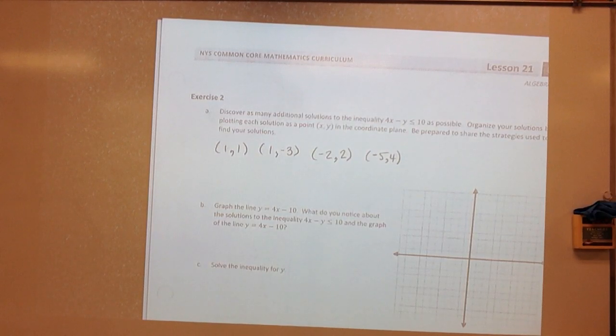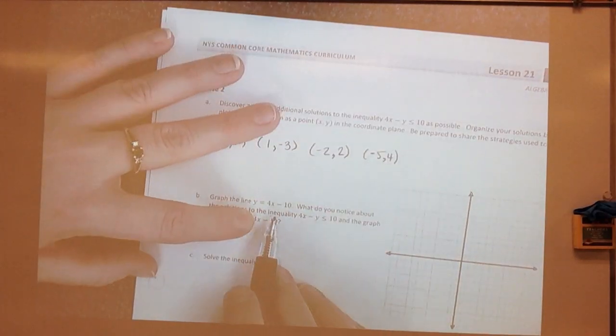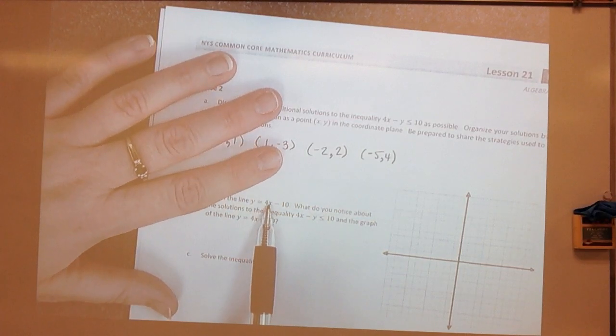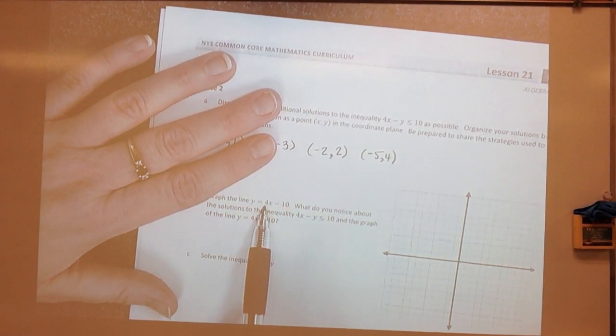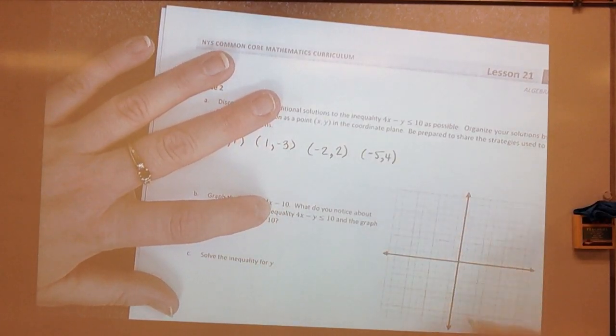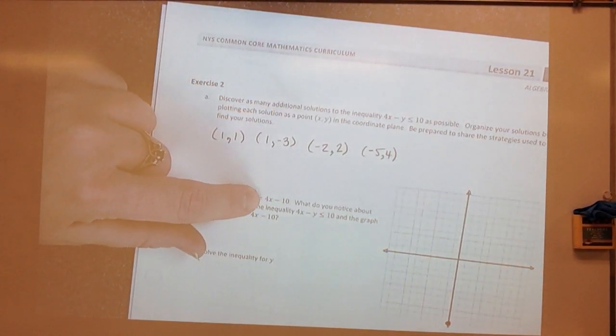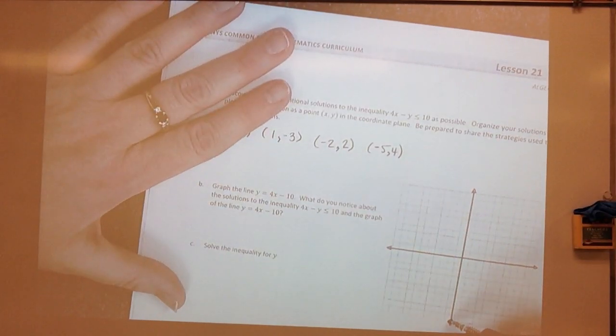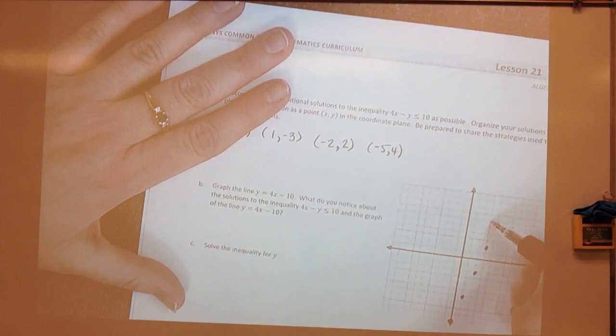It says, graph the line y is equal to 4x minus 10. What do you notice about the solutions to the inequality 4x minus y is less than or equal to 10 and the graph of the line y is equal to 4x minus 10? All right, so let's graph y is equal to 4x minus 10. If you remember, 4 is my slope because this is in slope-intercept form. This is my y-intercept, which means it crosses at negative 10. All right, and I'm going to do a slope of 4, so that means I rise 4 over 1. So 1, 2, 3, 4 over 1, and repeat that.